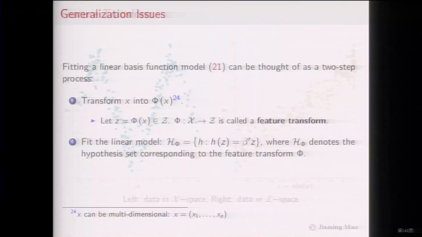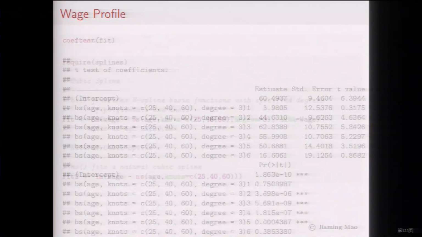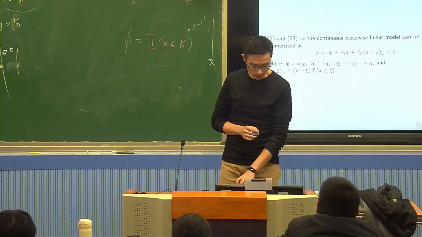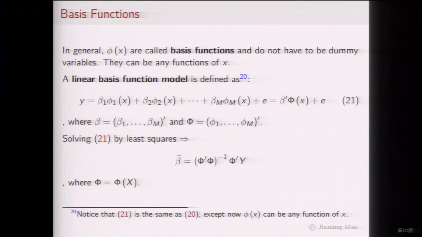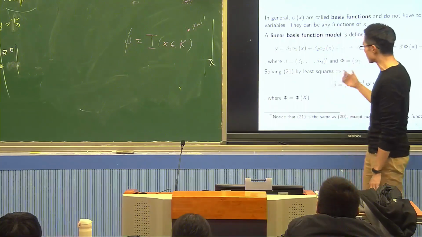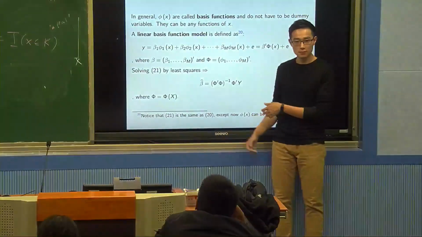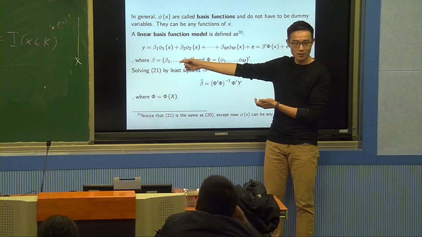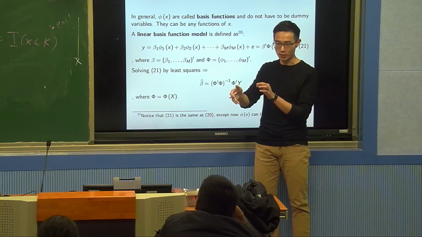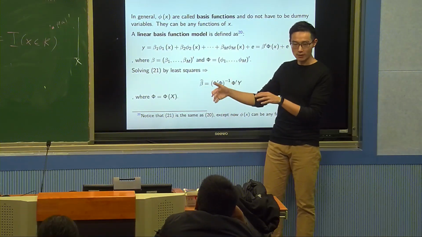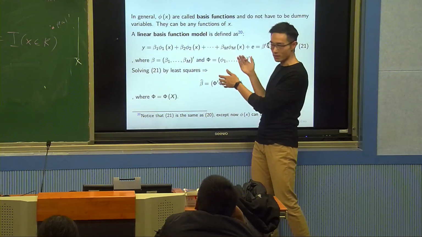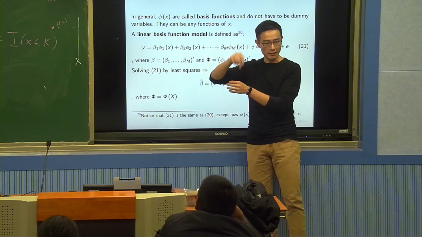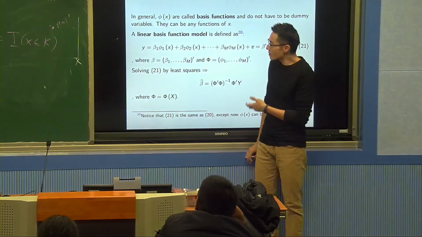So the linear basis function model turned out to be extremely general. Many things are essentially linear basis function models. What is a linear basis function model? A tree. Because a tree is a piecewise constant, and a piecewise constant is a linear basis function model, with each basis function being whether x belongs to a certain region. What else is a linear basis function model?